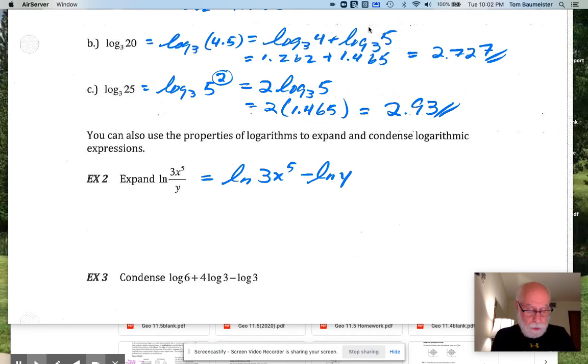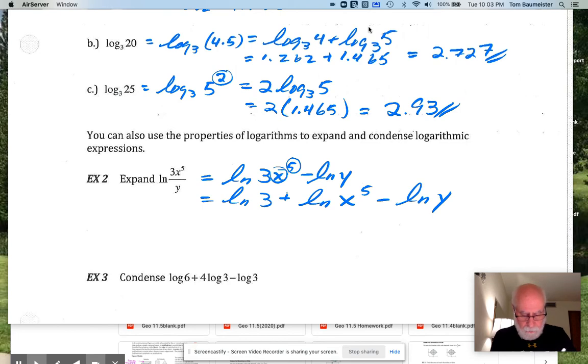I have an exponent there. So in that one, I can take the natural log of 3, plus, well, I have that times first, so let's go ahead and get rid of the times there, plus the natural log of x to the fifth, minus the natural log of y.